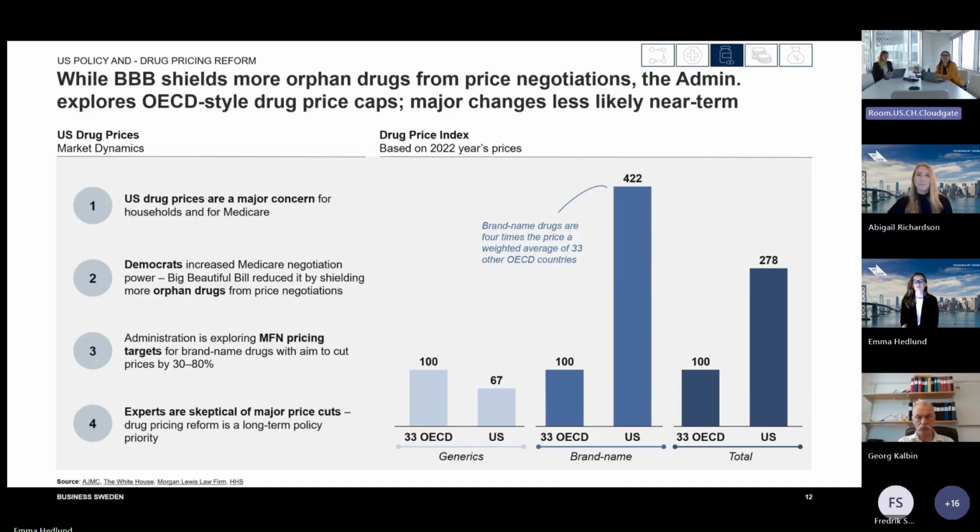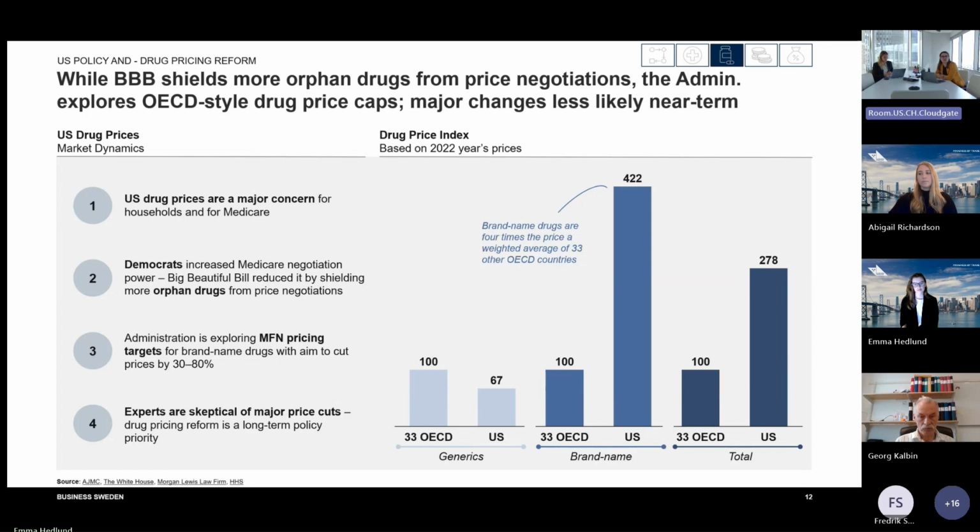So yes, one of the other key categories that the Big Beautiful Bill is focused on is drug pricing reform. Overall drug prices in the US have been a major concern for many years. And it's just another administration that really wants to tackle this. So this is not the first time, but it's definitely a big focus area for the current administration.